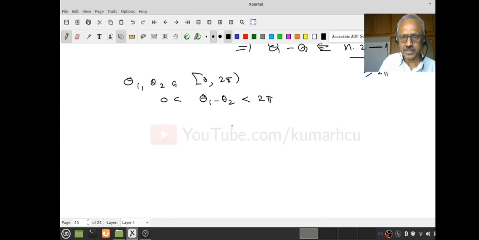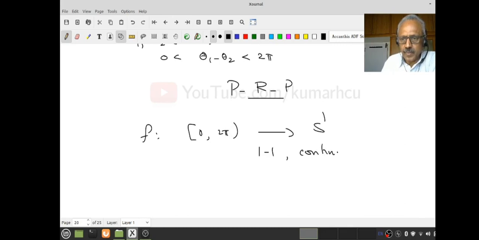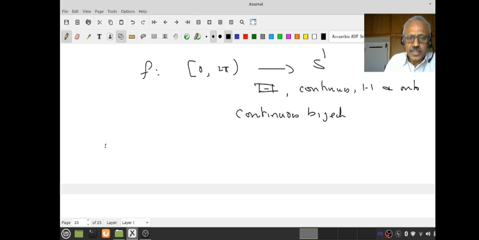Okay, please pause, review, proceed. Therefore, my function from 0 to pi to S1 is 1-1, continuous, and onto. That is a continuous bijection. But f is not a homeomorphism.